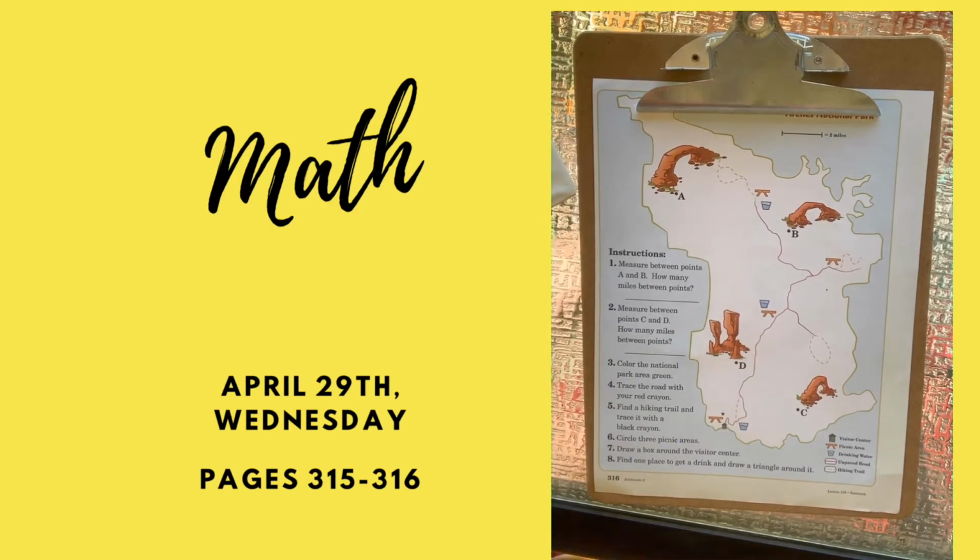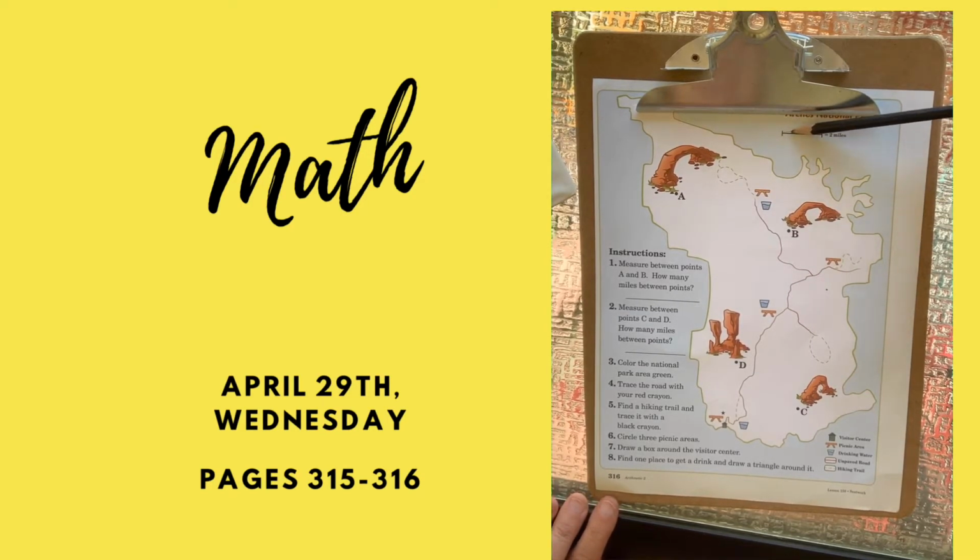On the back side of your page, you have a map. We have A, B, C, and D here. And this is the Arches National Park. So it says measure between points A and B. How many miles between points? Now, here's the tricky part. This shows you this is 2 miles.